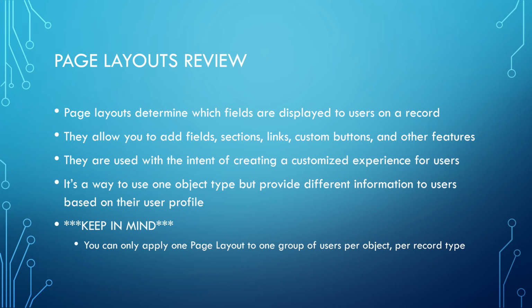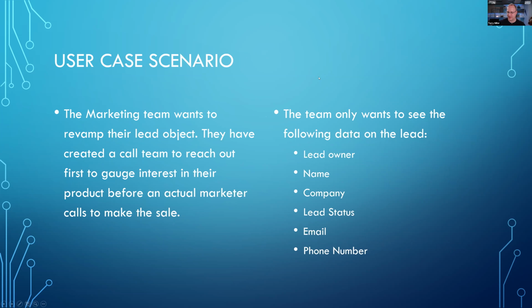And please keep in mind, you can only apply one page layout to one group of users per object per record type. That's confusing. Page layout to one group of users per object per record type. And because it sounds confusing, you can guarantee they'll have something of that on the test. What is that group of users? It is done by profile. Yes. Just a little tidbit there.